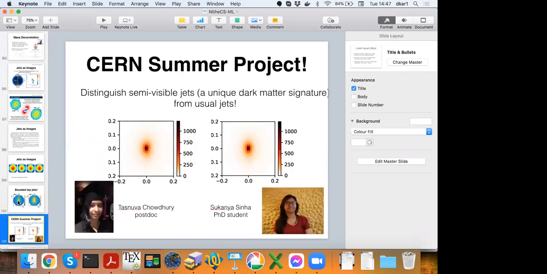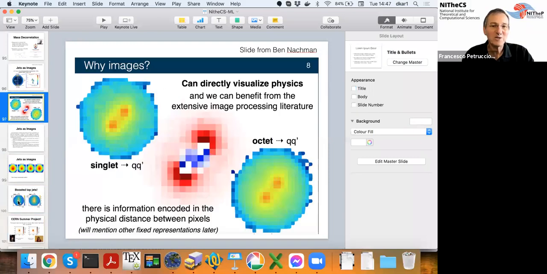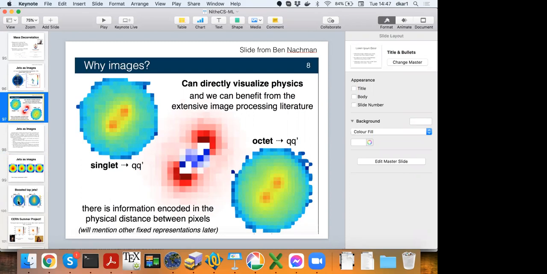No, 97. The other 2 pages, the other direction. I just wonder, for example, if you look at this figure as octet to the QQ prime, or the singlet, looking by eye, it seems there's no difference. So how can you assure that machine learning can make any discriminant power here?